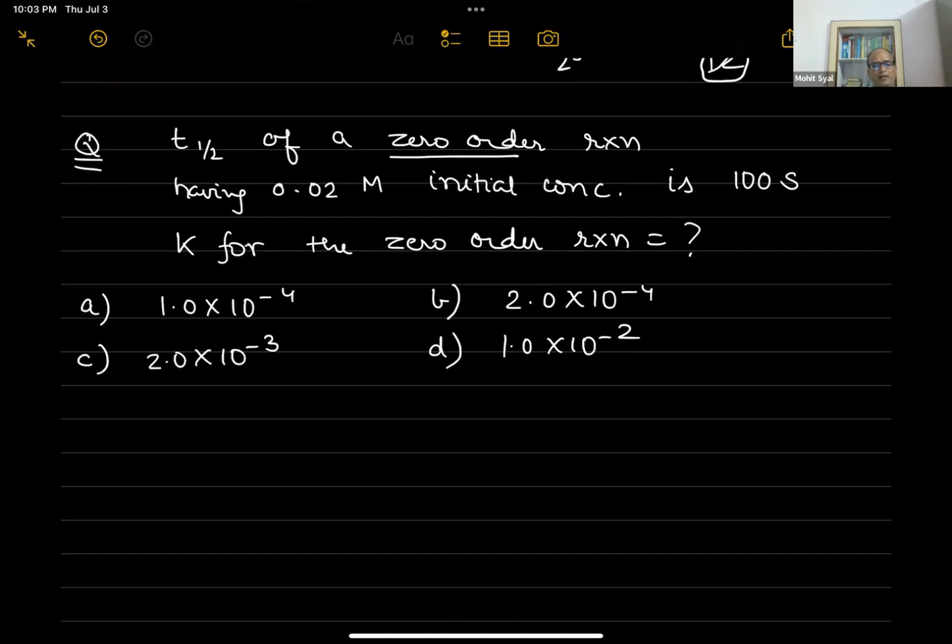Yeah, Jasleen, Marwa, tell me. Ibrahim, Yovita, what is the integrated rate law for zero order reaction? First, tell me that, whether you remember it or not.